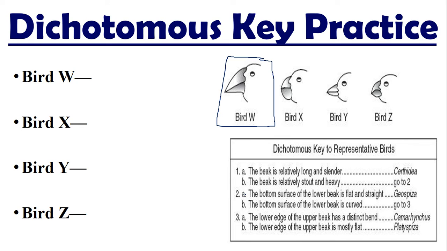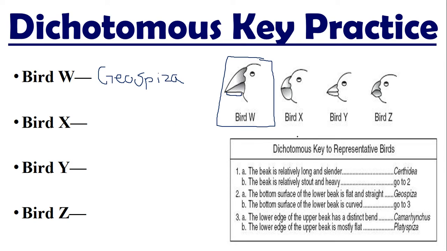It says the bottom surface of the lower beak is flat and straight, or the bottom surface of the lower beak is curved. So the bottom surface of the lower beak right here, is it flat and straight, or is it curved? It looks flat and straight. So we follow along and we get the name Geospiza. And that's that bird.